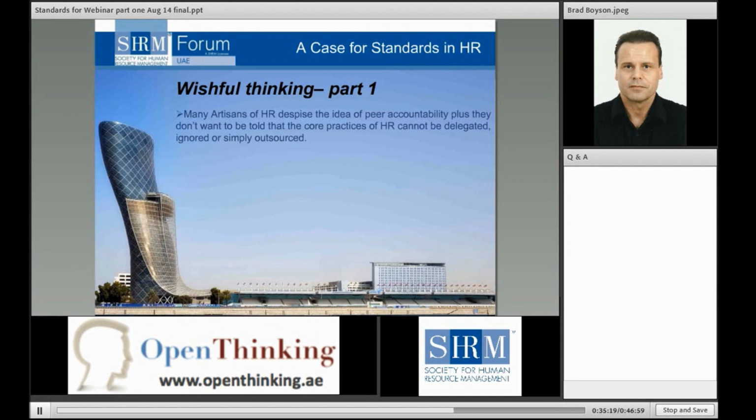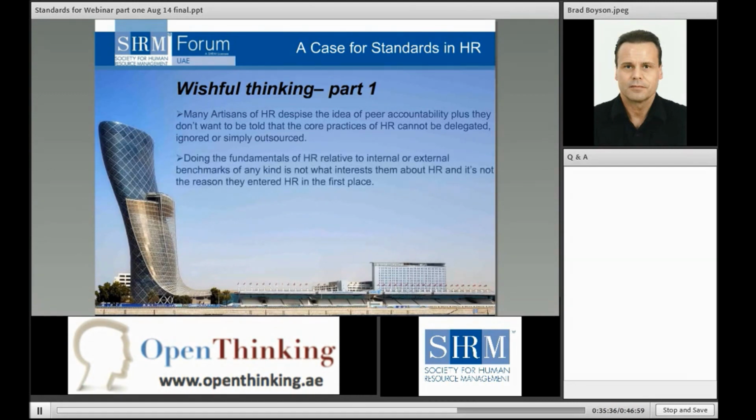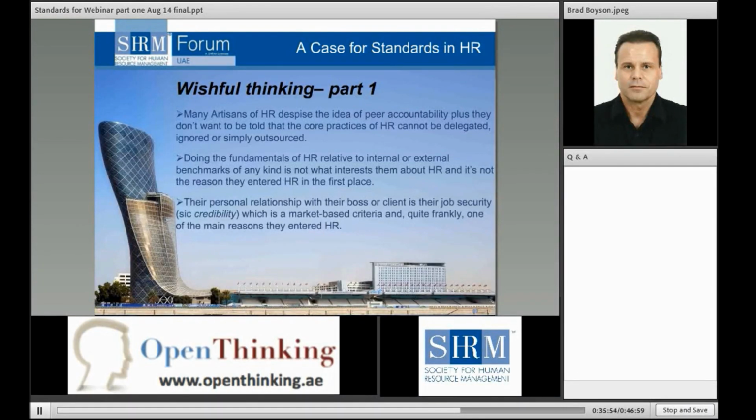Wishful thinking, part 1. So we come back to our artisans. The artisans of HR, let's be honest, a lot of them despise the idea of peer accountability. Plus, they don't want to be told that the core practices of HR cannot be delegated or ignored or outsourced. The artisans, for them, doing the fundamentals of HR relative to internal or external benchmarks of any kind was not what interests them about HR in the first place. It is not the reason they entered HR as a profession.